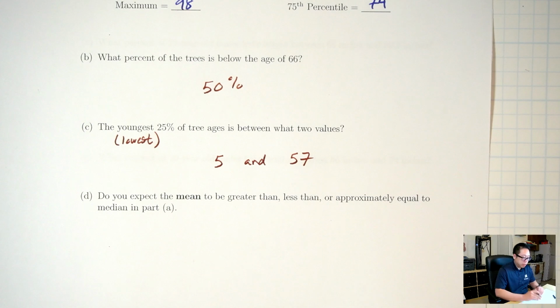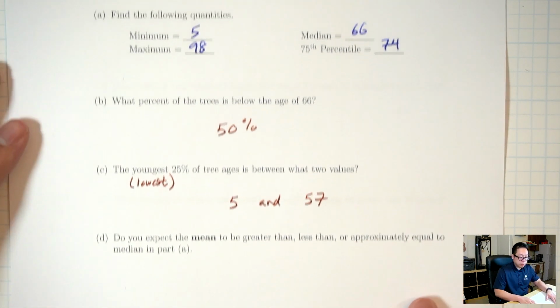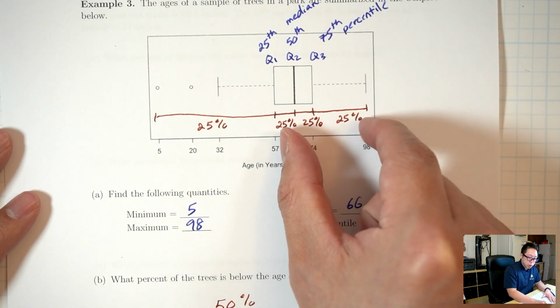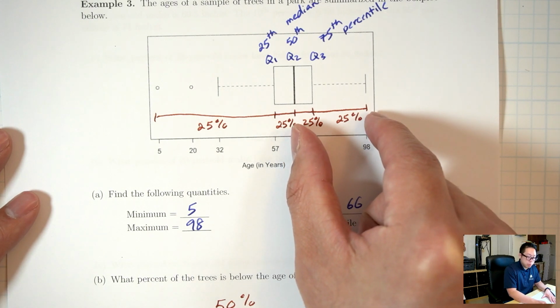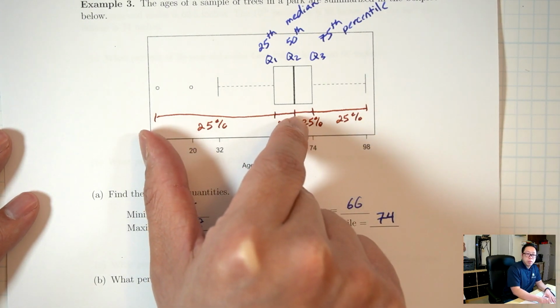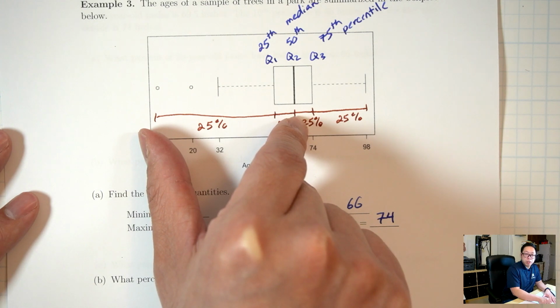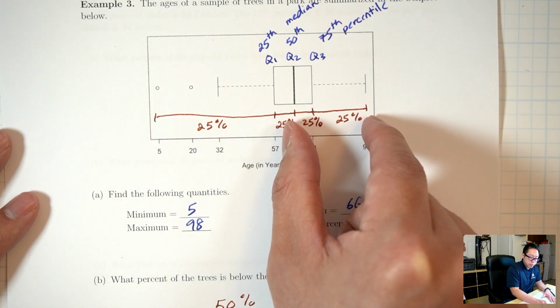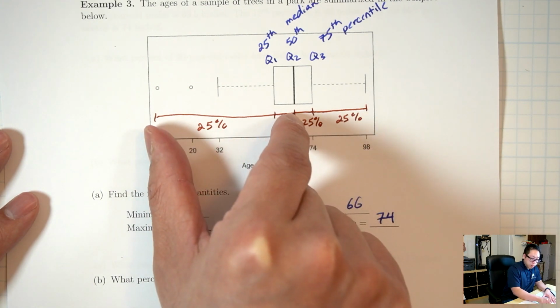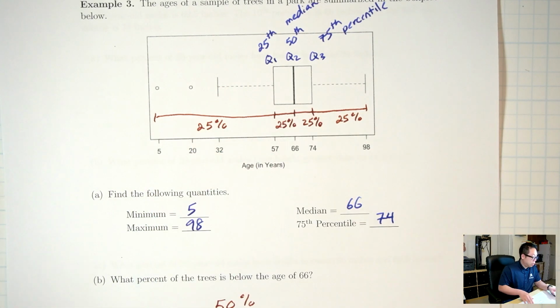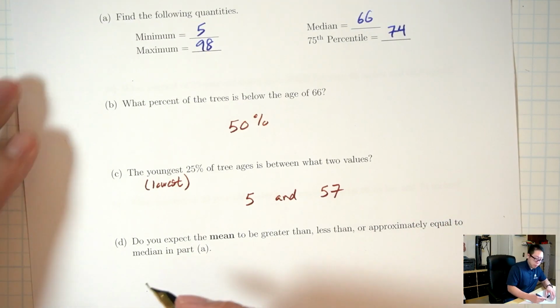And then part D. Do you expect the mean to be greater than, less than, or approximately equal to the median? Okay, so this is going to have to do with the skewness. Middle all the way to the right versus middle all the way to the left. Whichever side is longer is the direction of the skew. Left side is definitely longer, so this is skewed left.